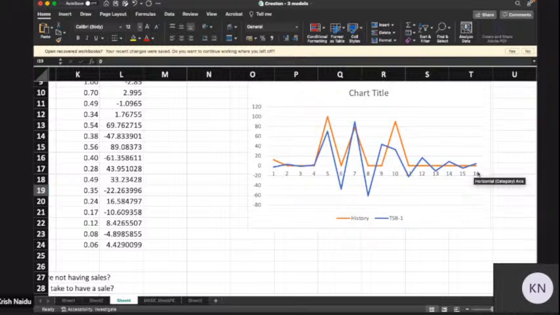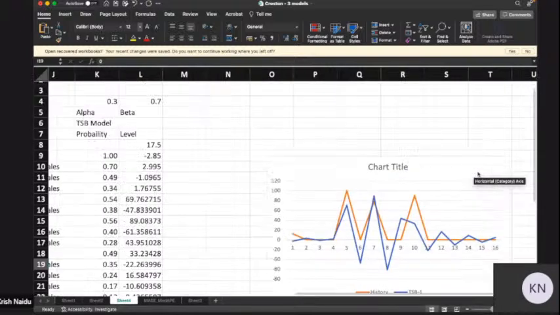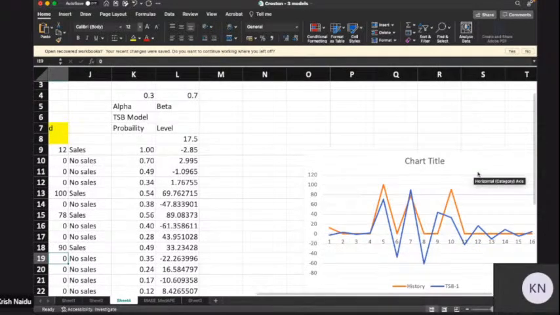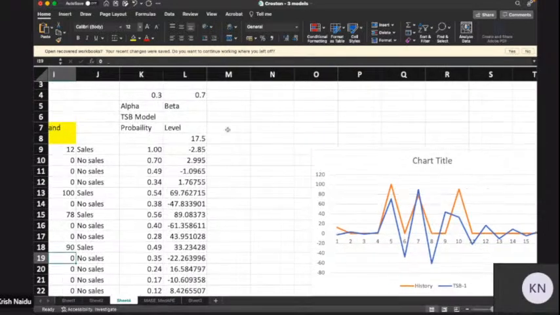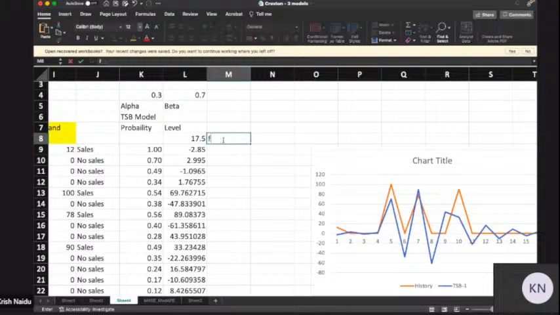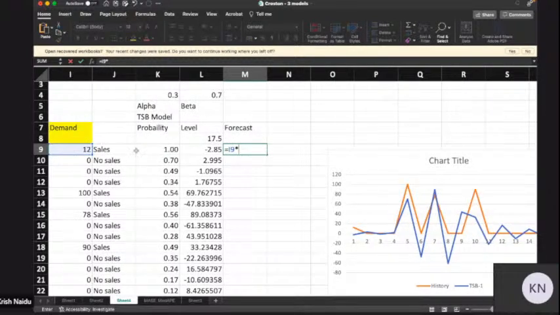Let me work on another model. I have to develop one more thing, that's called the forecast. This is not the forecast; the forecast we are going to build now. And the forecast is just multiplying the demand with the probability.